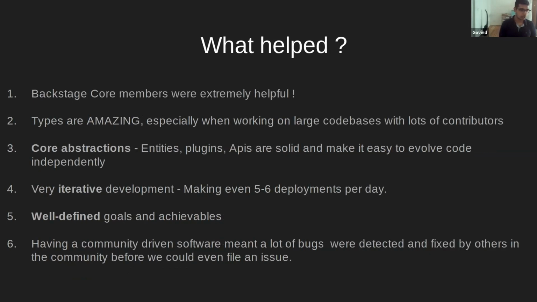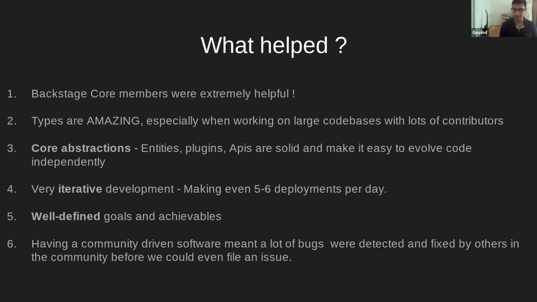So, what helped in our journey? Backstage core members were extremely helpful. Working on Backstage, filing issues on the chat, it was a very positive experience, because every time we had some concerns, we had some doubts, there was always somebody ready to help. I cannot thank the Backstage core members enough.